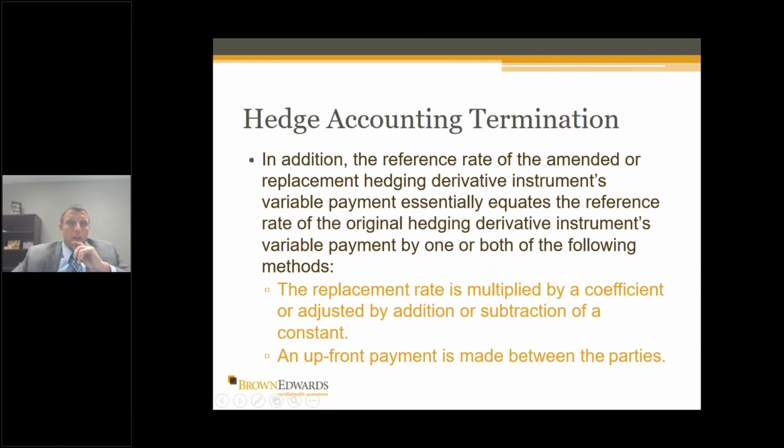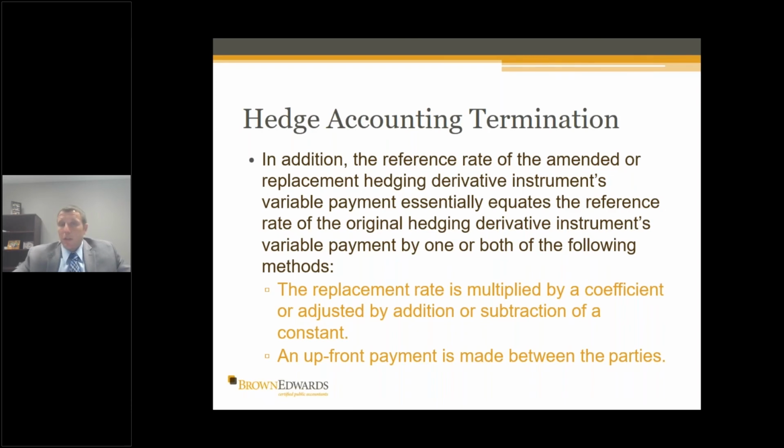In addition, the reference rate of the amended or replacement variable payment essentially equates to the reference rate of the original variable payment by one or both of the following methods. So how do we make the old rate equal the new rate? The first being that the rate already equals the original rate, or a coefficient is agreed to apply to the addition or subtraction so it equals the original rate, or the parties come to an agreement to an upfront payment being made. Once again, the amount of the payment is limited to what is necessary to essentially equate the replacement rate and the original rate.